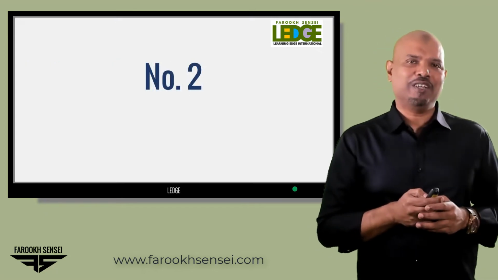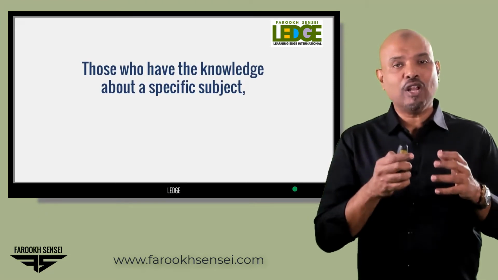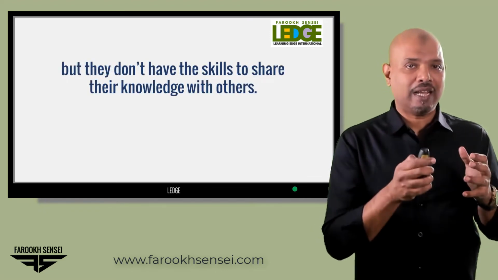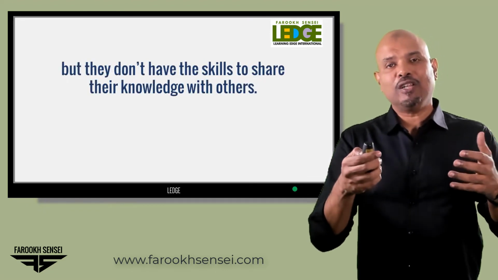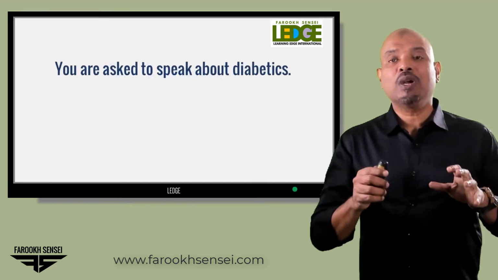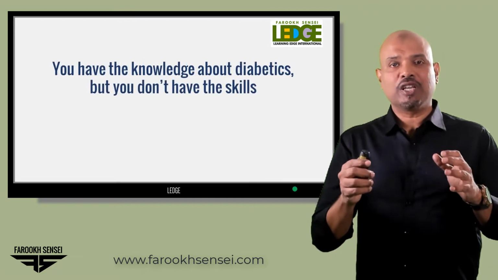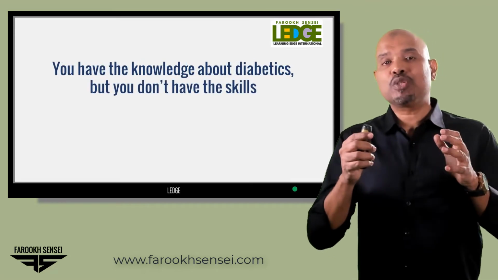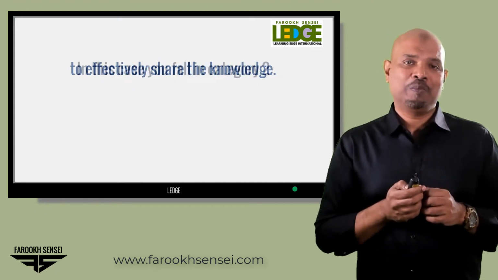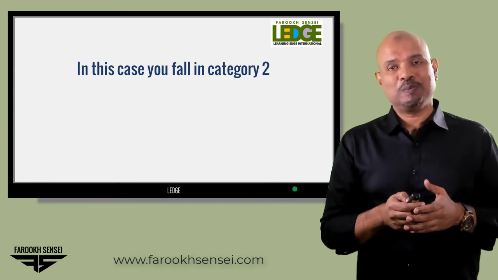Let's move on to category number 2. Category number 2 are those who have the knowledge about a specific subject, but they don't have the skills to share the knowledge with others. Let's take an example. You are asked to speak about diabetes. You have the knowledge about diabetes, but you don't have the skills to effectively share the knowledge. In this case, you fall in category number 2.